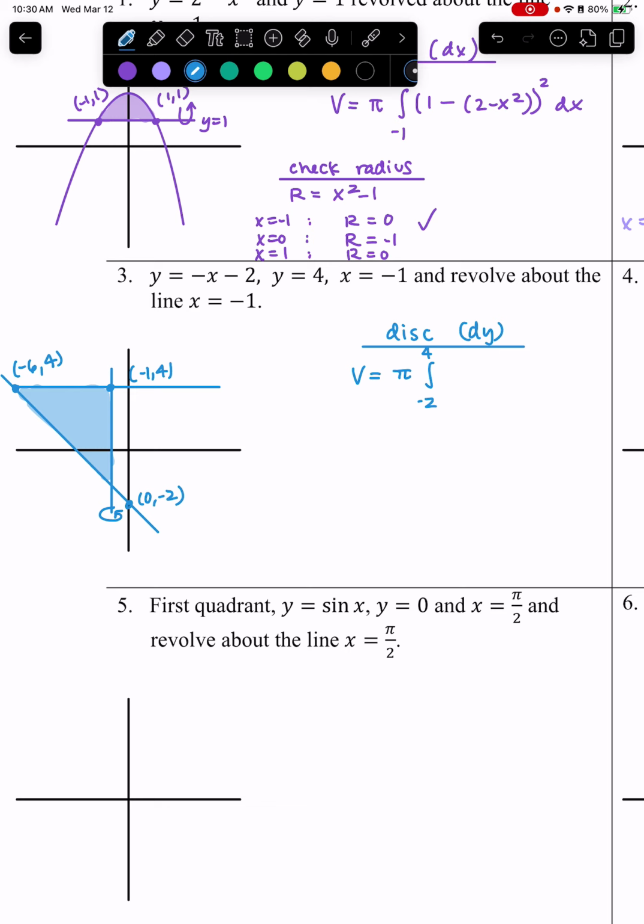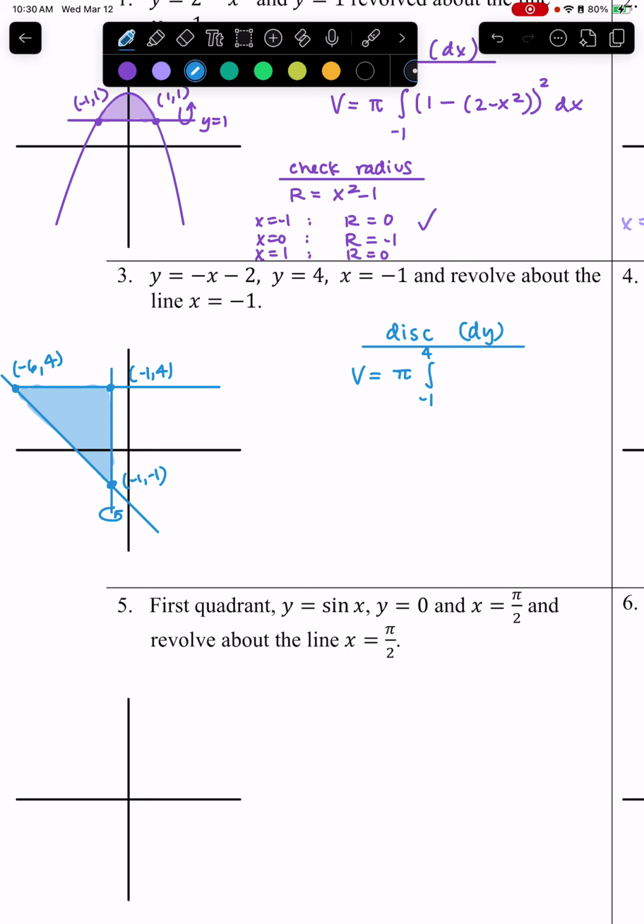Negative, oh wait, that is not true because that's not our bound right here. So when x is equal to negative 1, that makes it positive 1 minus 2, which is negative 1. So at negative 1, negative 1 would be that point right there. That means we're actually integrating from just negative 1 to 4.